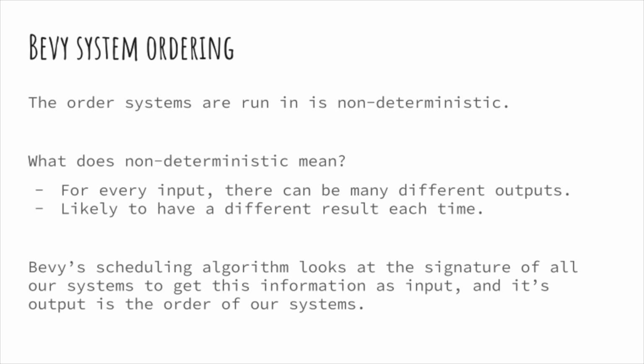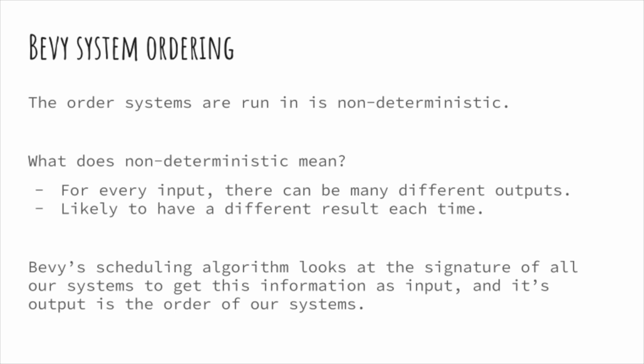This is due to Bevy's system scheduling algorithm. Bevy's scheduling algorithm takes all our system function signatures as input, looks at what data each system wants to read or mutate, whether the data comes from queries, resources, or using commands, and from this information, the scheduling algorithm creates an order for our systems to run in as its output. This means that not only is this order potentially different for each run of our game, it can be different for each frame of our game. This is why sometimes we see the bounce back effect, and sometimes we don't.